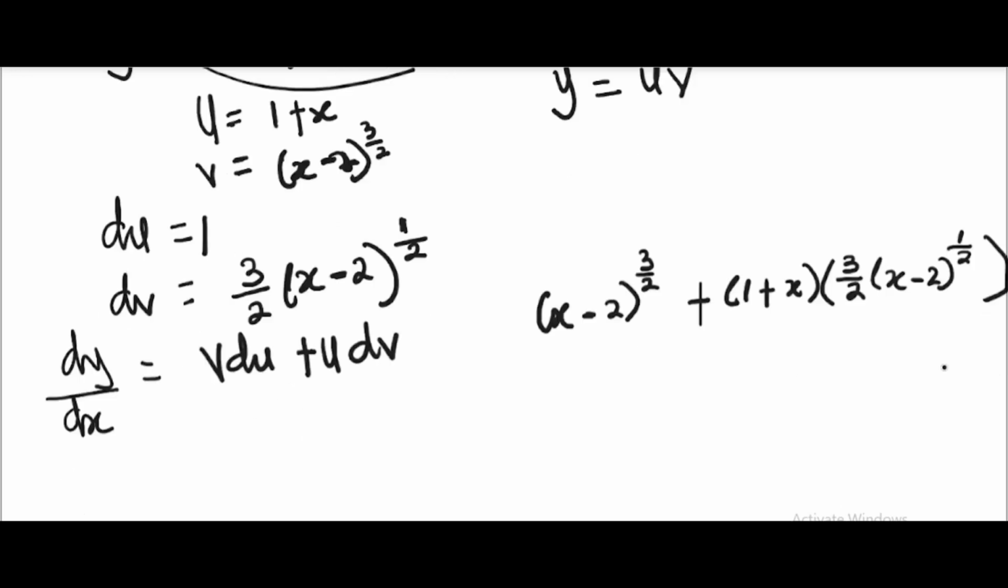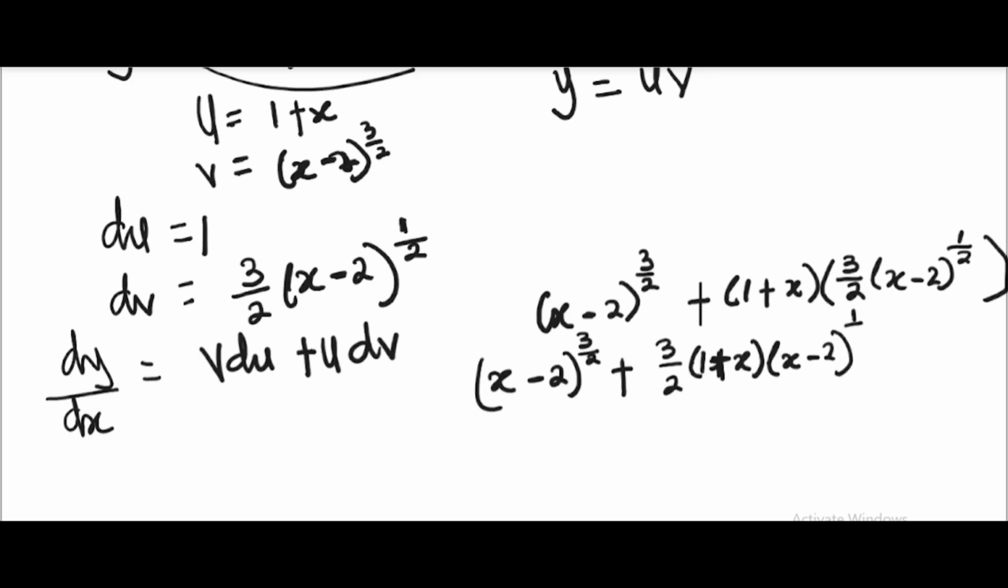Looking at this, there are no like terms to collect, so we'll have x minus 2 raised to the power of 3 over 2 plus 3 over 2 into 1 plus x minus 2 raised to the power of half. As simple as that. You leave your answer this way.